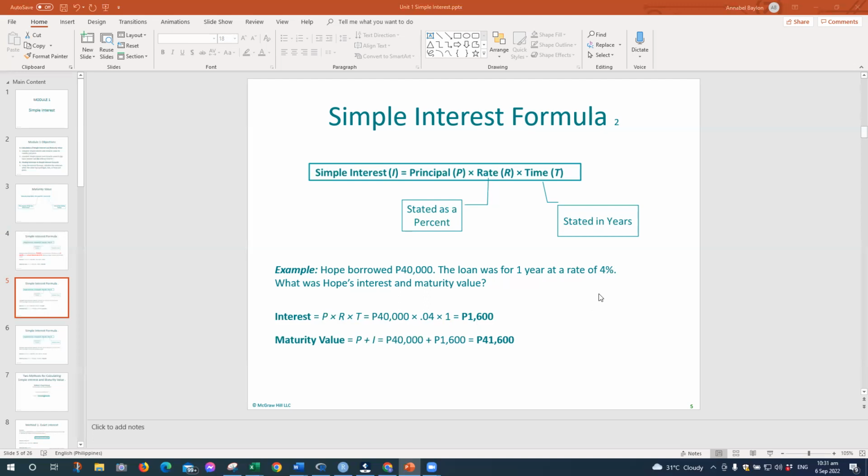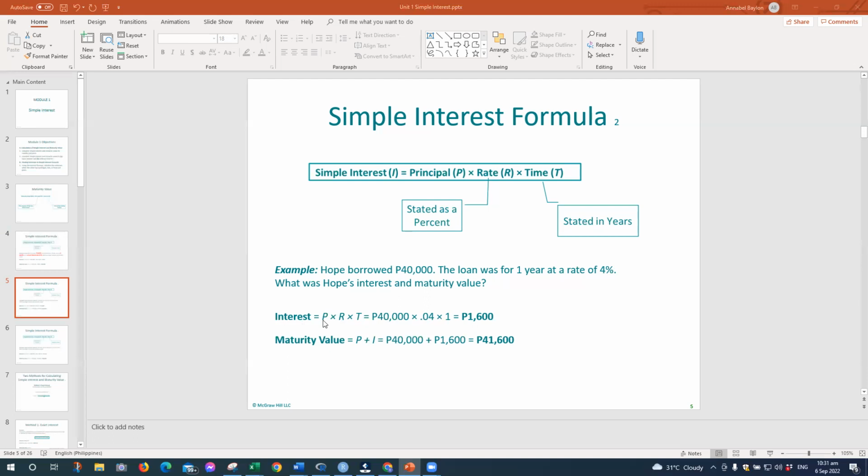Okay, what makes it higher? Because the term is higher. The time period is higher. So interest is a function of principal times rate times time. Increase any of these, then you increase interest.